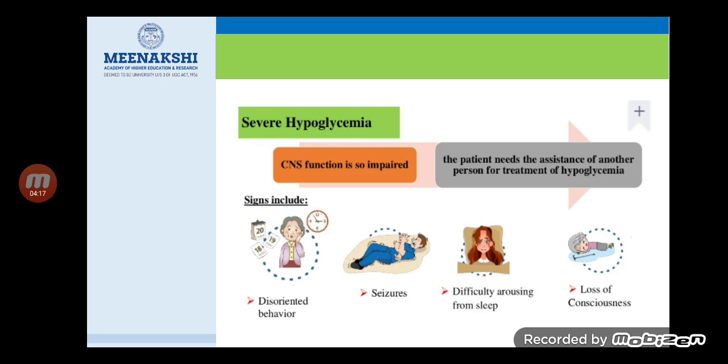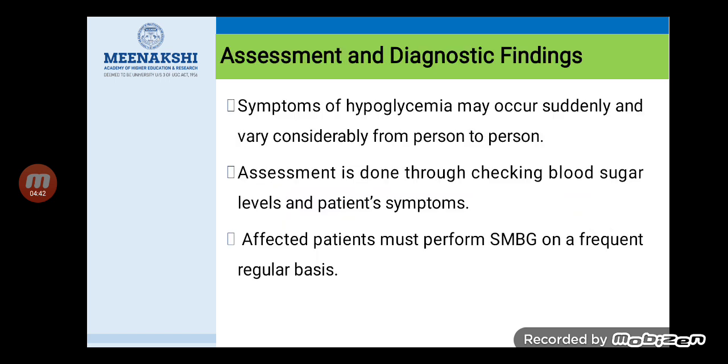In case of severe hypoglycemia, here again the person will manifest with central nervous system signs and symptoms. The patient may have disoriented behavior, seizure, difficulty arising from sleep, and loss of consciousness. Here the person needs the assistance of another person for treatment of hypoglycemia.